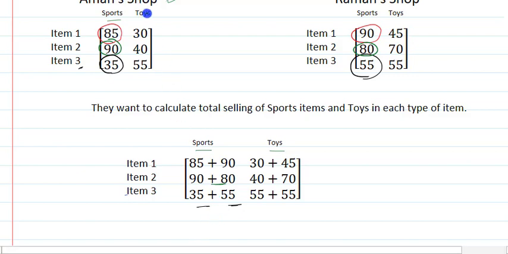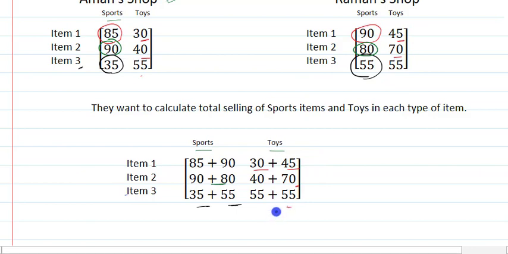Now let us come to the toys. In toys again type 1, in Aman's shop 30 items were sold, in Raman's shop 45 items were sold. So the total items sold are 30 plus 45. Similarly, for item number 2, 40 plus 70, and for item number 3, 55 plus 55.